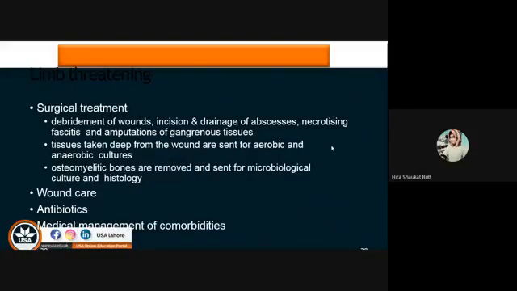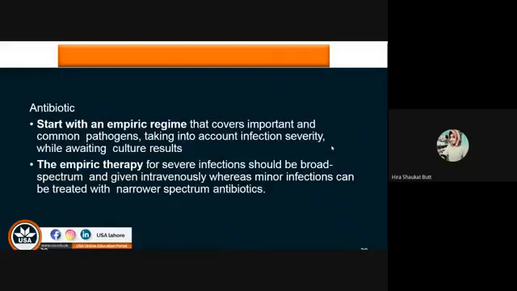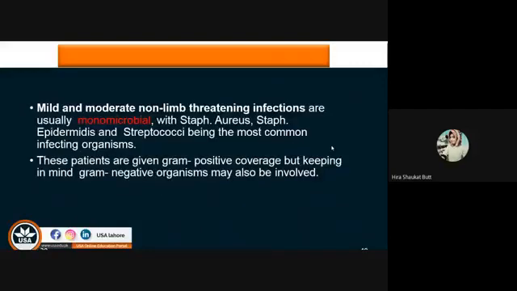and obviously in the limb threatening condition we have gone through the detailed management in the last slides. You can go for some surgical management, wound care, antibiotic therapy, and medical management of the comorbidities. And what kind of antibiotics can be advised? Empirical antibiotics will always be prescribed for the patient, because empiric therapy for severe infections will be broad spectrum, so they will be given intravenously in the case of severe infection. But in the case of minor infection, they can go for narrow spectrum antibiotics. Okay. So this is about the antibiotic therapy.